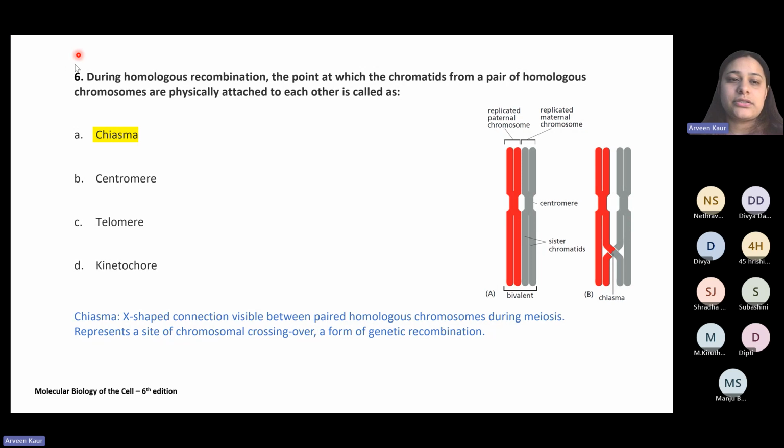One of the key features to remember how chiasma is different from a centromere is that a centromere is a connection or joining spot between two sister chromatids, whereas chiasma is a point wherein two non-sister chromatids are joined together. So I hope that will help you remember this. Okay.